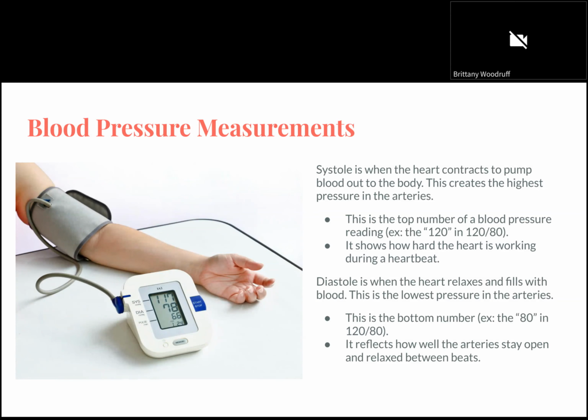Diastole, on the other hand, is talking about the heart relaxing. That is going to be when those ventricles are filling up with blood. So that is going to be the bottom number. That's going to talk about how well the arteries are staying open and relaxed in between beats.